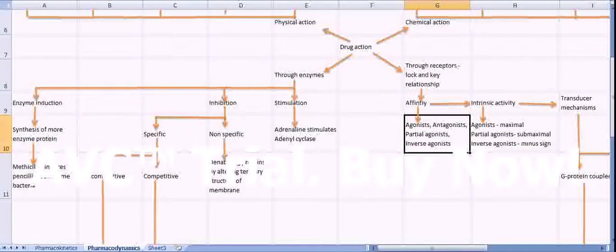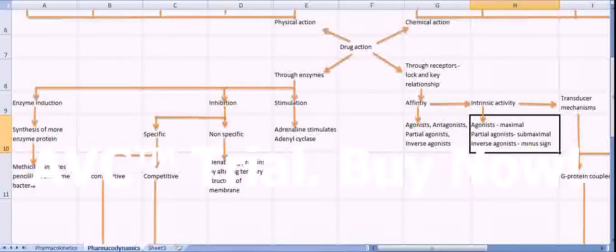Agonist means that we'll deal with it afterwards. Next, agonist, antagonist, partial agonist, and inverse agonist have the affinity, which means that they bind with that receptor. After the binding of the drug with that receptor, the action of the drug on the receptor may be different. Agonists have the maximal action, which means they have the capacity for the change. For example, agonists have the maximal activity.